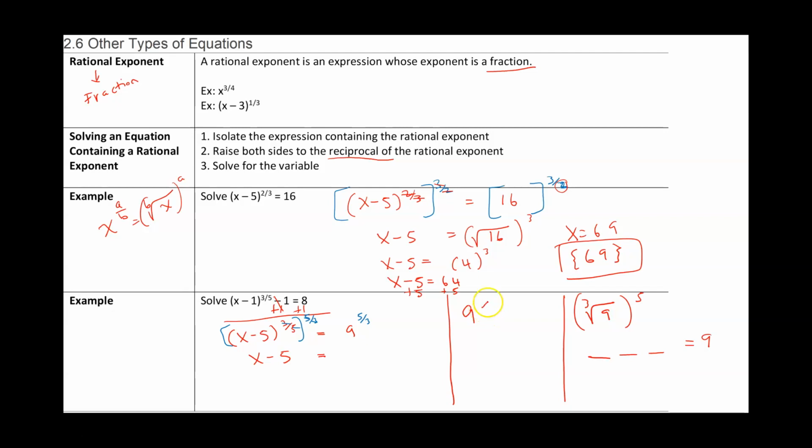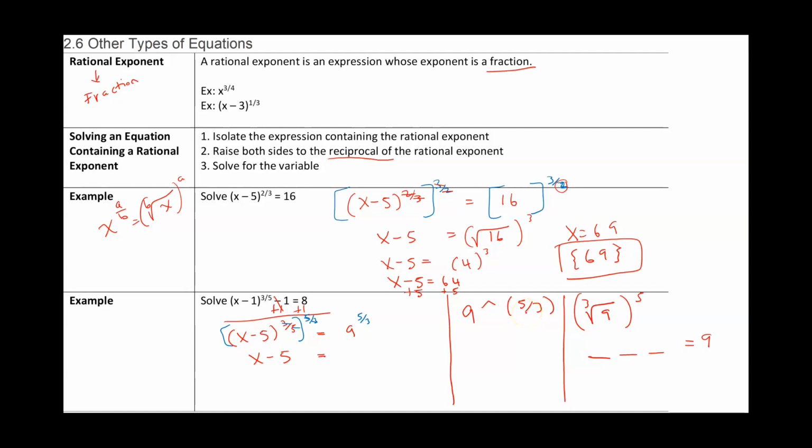On some calculators, you have this key. On some calculators, you just have an exponent key. Whatever it is, you're going to put 9 raised to the power of 5/3, and this will give you a decimal answer. Now, you have to make sure that you put the 5/3 in parentheses, because if not, then your answer is going to be a little bit off.